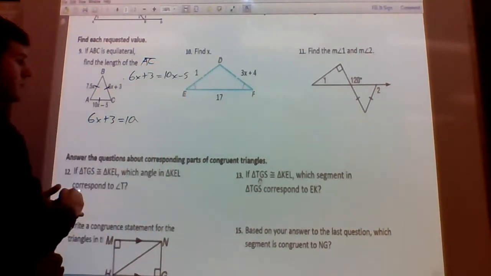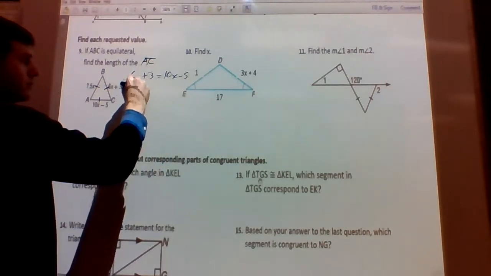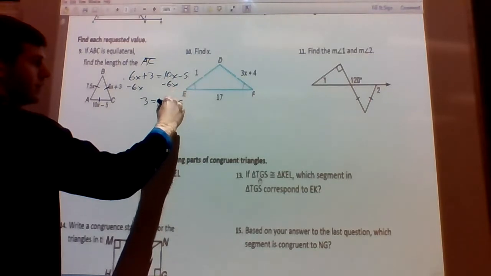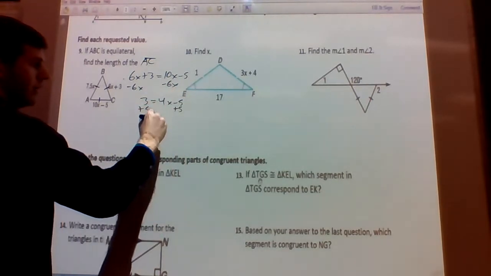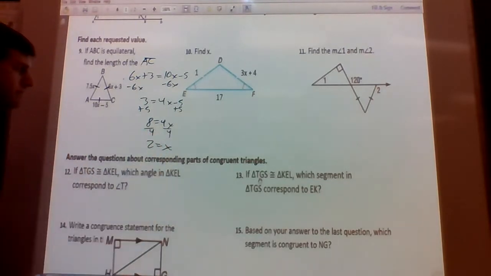Let me do it up here so I have more room. Subtract 6x from both sides. 3 is going to be 4x minus 5. Add 5. 8 is 4x. Divided by 4, 2 is x.